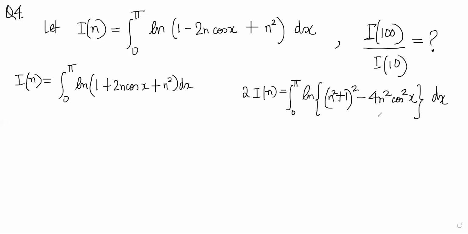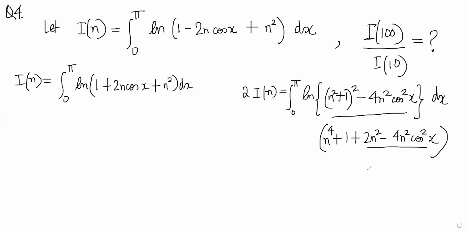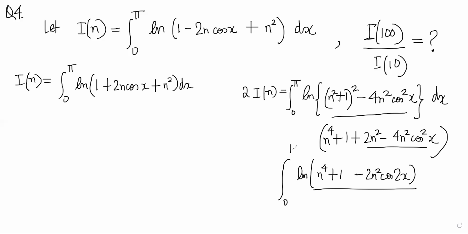This is what is coming when you multiply. Correct. This is n power 4 plus 1 plus 2n square minus 4n square cos square x, right? This 2n square common, it is 1 minus 2 cos square x. 1 minus 2 cos square x, so that is minus of cos 2x, right? You are getting this ln, right? 0 to pi.